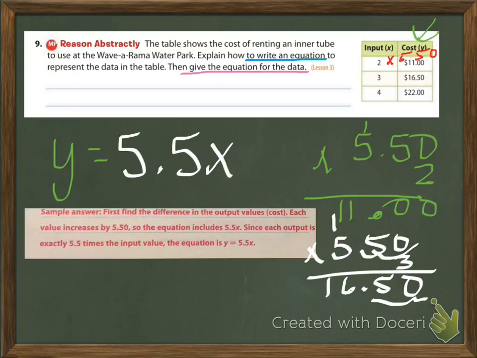All right, and I went ahead and put the answer for the problem for the explain portion down here at the bottom. You just want to go ahead and take a look there and make sure you have that. It said first find the difference in the output values and the cost. Each value increases by $5.50, so the equation is 5.5x. Since the output is exactly 5.5 times the input value, the equation is y equals 5.5x.